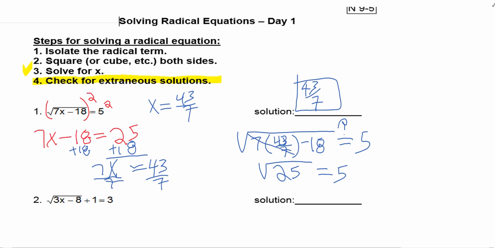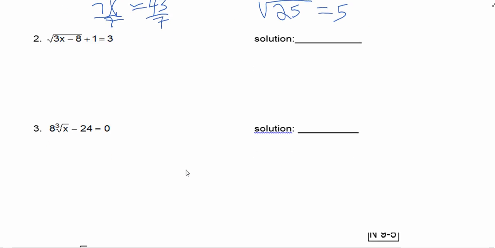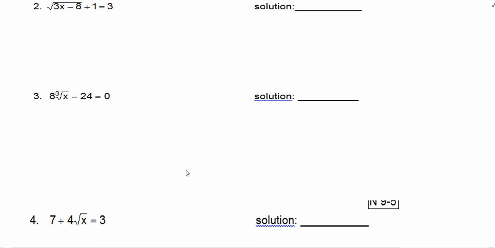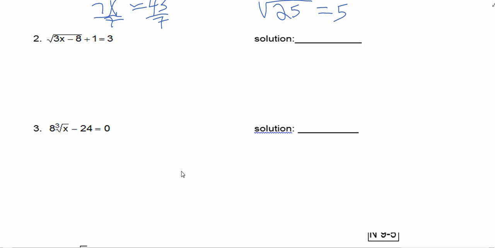Okay, well, let's do another one. It's a little bit different. Hopefully we won't end up with a fraction like that. Notice that right now that plus 1 is on the left side by the square root. So our job will be a whole lot easier if we go ahead and subtract 1. If we subtract 1 from 3, we get 2. And then the only thing on the left side is the square root of 3x minus 8. And we'll simply get rid of that square root by squaring.